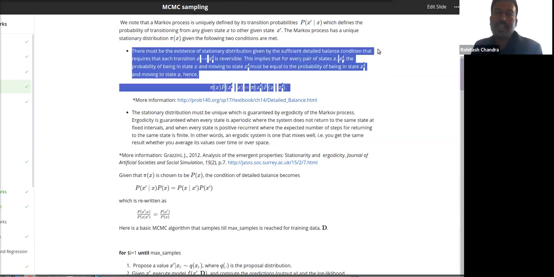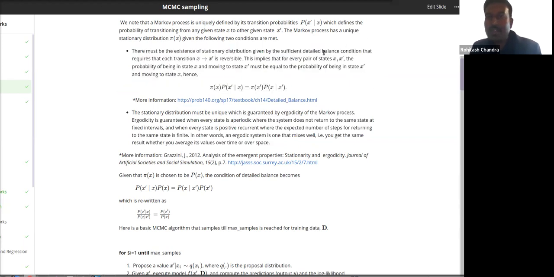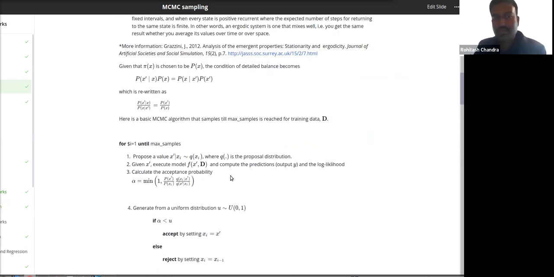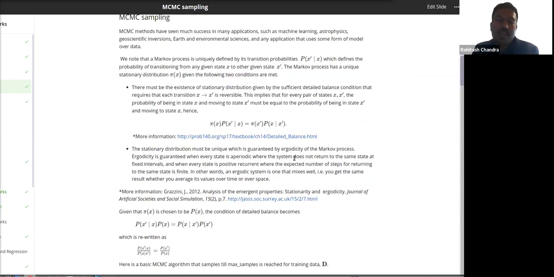So we are going to implement the philosophy of the detailed balance theory when we are going to accept or reject new samples. That is where the detailed balance is going to be implemented. And ergodicity, we will check by doing a convergence test. It's through convergence diagnostics that we know the MCMC sampling process has converged.